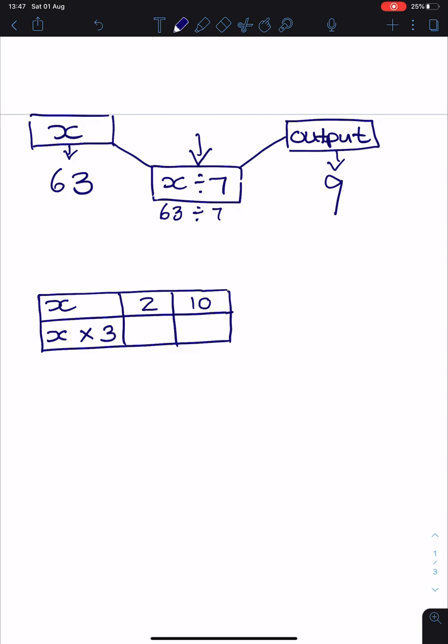The top row are my x values. So if I want x to be 2, I replace x times 3 with a 2. So it will be 2 times 3, which is 6. If I want x to be 10, it will be 10 times by 3, which is 30. So all algebra really is replacing space holders with a letter, or replacing a letter with a number.